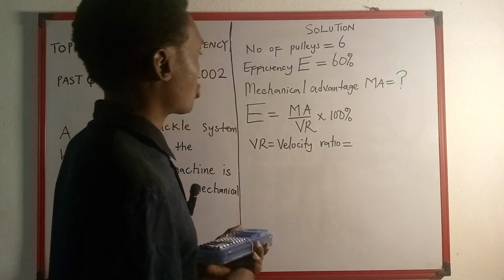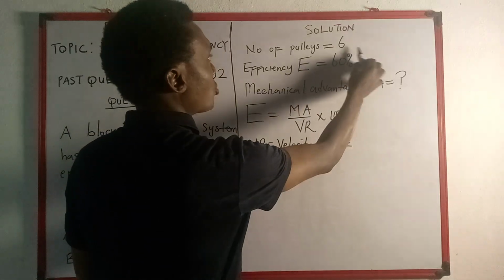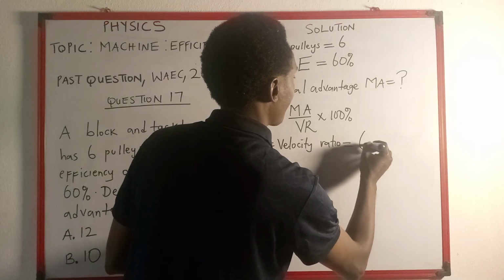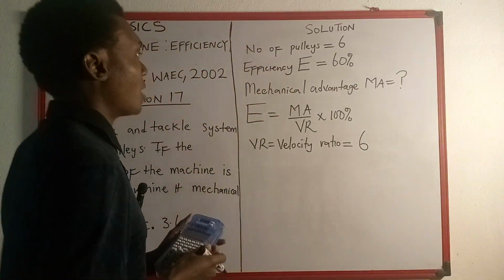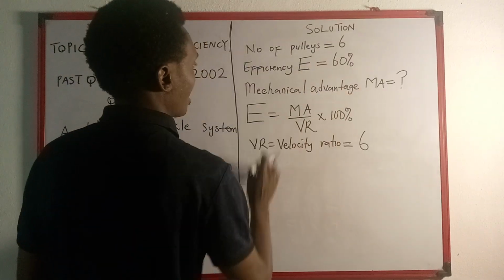So what I'm trying to say here is that it has a velocity ratio of 6, which is equivalent to the number of pulleys. So put your 6. Now the sum should find mechanical advantage. So now let's substitute all these values inside here.